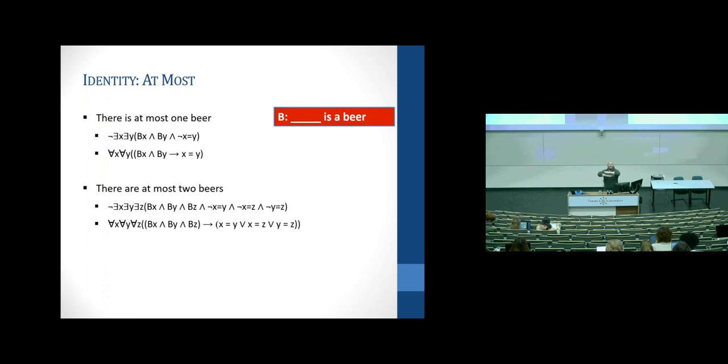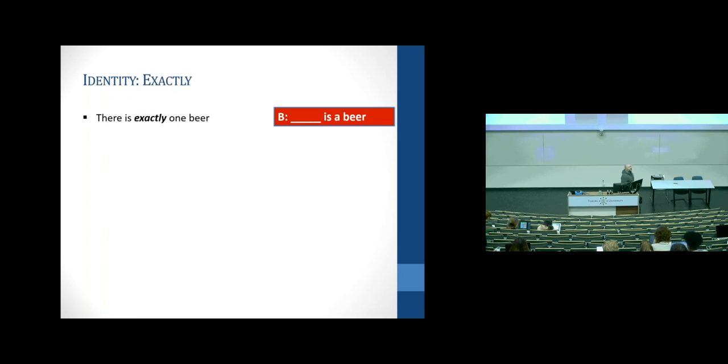The next one, and the last one before we take our break, is going to be when we have exactly. So at least gives us the floor, it sets the minimum. At most gives us the maximum. Exactly is when we set them to equal. So how would we say there's exactly one? When is it the case that there's exactly one?